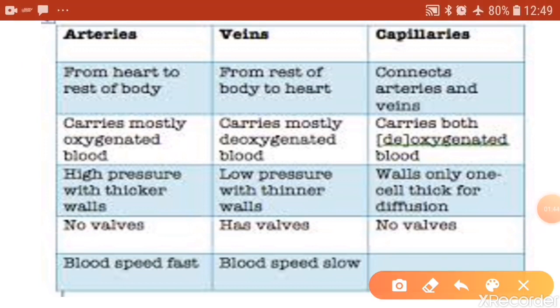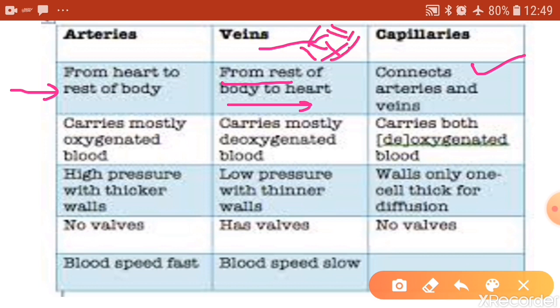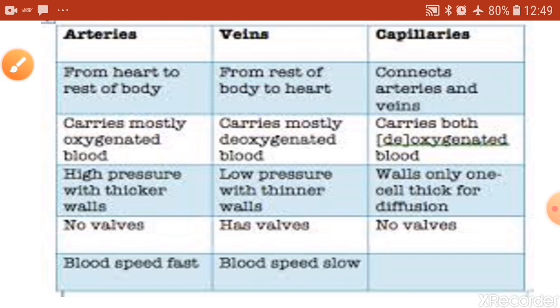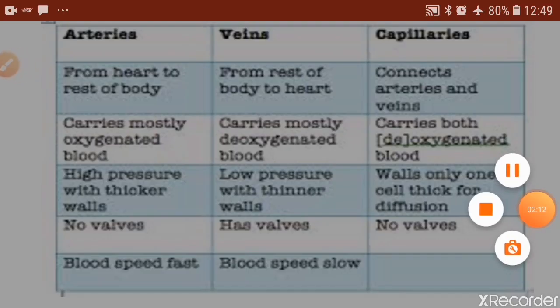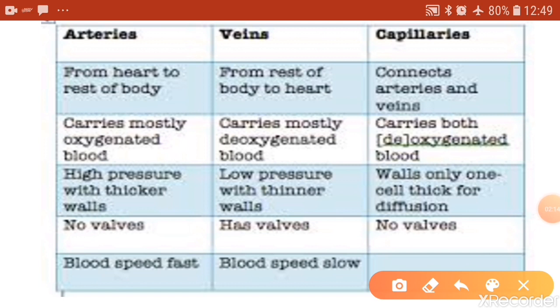So arteries carry blood from the heart to the rest of the body. Veins collect the blood from different parts of the body and get it to the heart, whereas the capillaries connect the arteries to the veins. I just now told you the arteries divide into branches, and they finally divide and form a network of capillaries which further join, and then veins are formed. So capillaries connect the arteries to the veins. Another difference between arteries, veins and capillaries is that the arteries carry oxygenated blood, except the pulmonary artery.